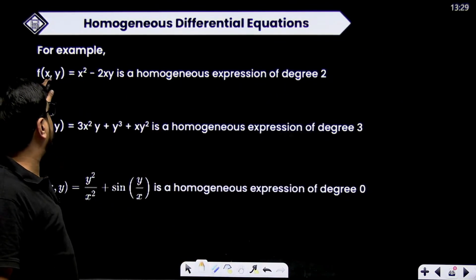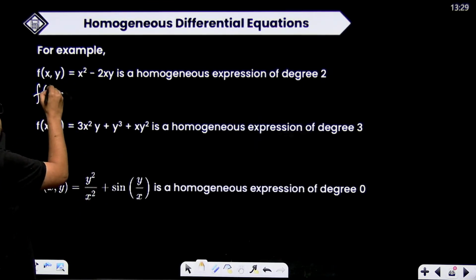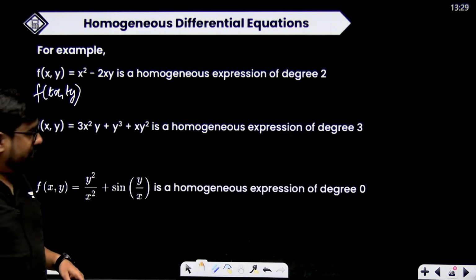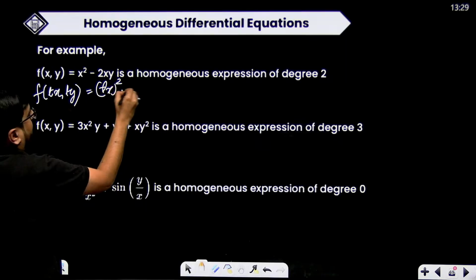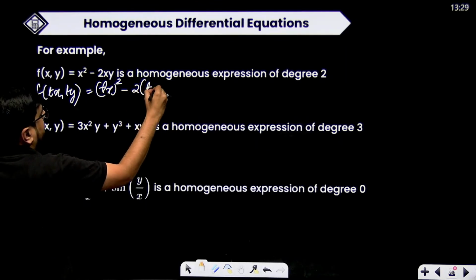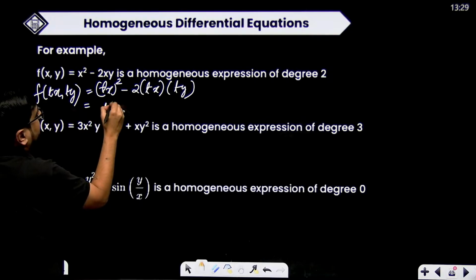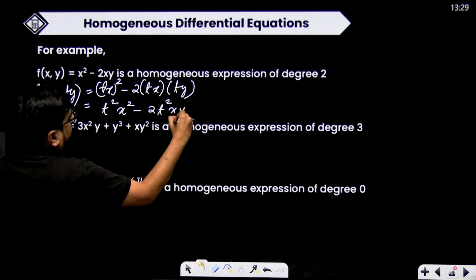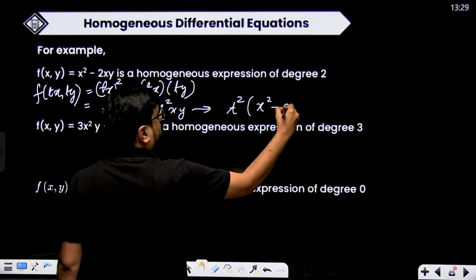Let's say this is our function, f of xy is x square minus 2xy. Now we find f of tx comma ty. That means instead of x everywhere you just put tx, so this will become tx square minus 2 tx into ty. What are we getting? t square x square minus 2t square xy. This is again nothing but t square common, and x square minus 2xy.